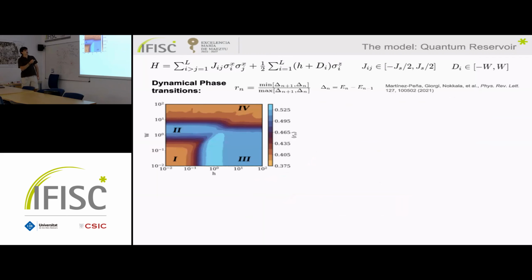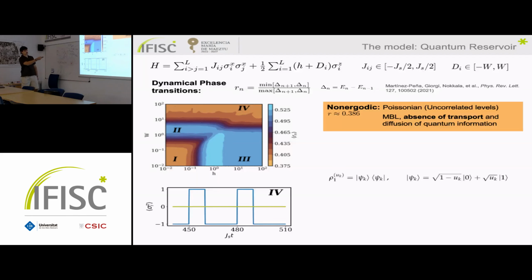And depending on the value of H and the disorder strength, we can find different dynamical phase transitions that are given by this metric that depends on the energy level statistics. So here we can identify two main regions represented by these colors. The orange region, which is the non-ergodic region, represents an absence of transport of quantum information.